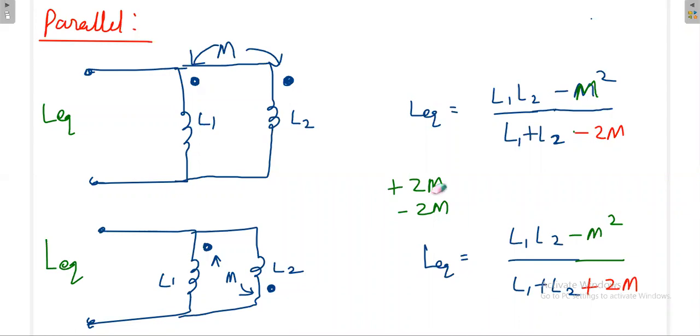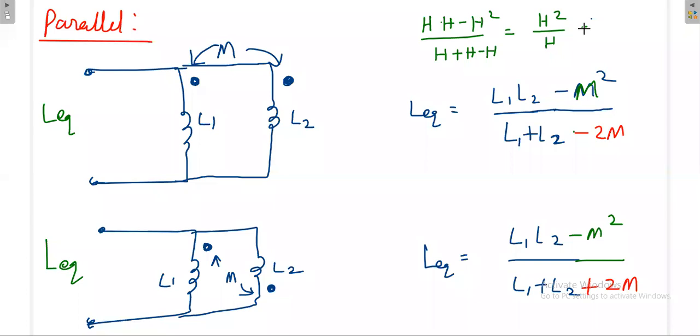Again, there are derivations and proofs, but they are not required. Simply remember the formula and make sure that it follows the unit convention. Henry into Henry minus Henry square. Henry plus Henry minus Henry. Henry square minus Henry square is Henry square, by Henry, finally Henry. Is it following the unit convention or not? It will follow.